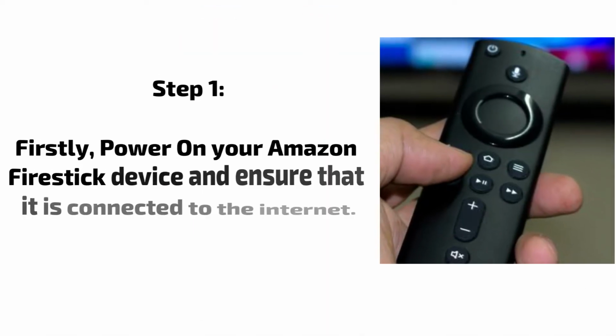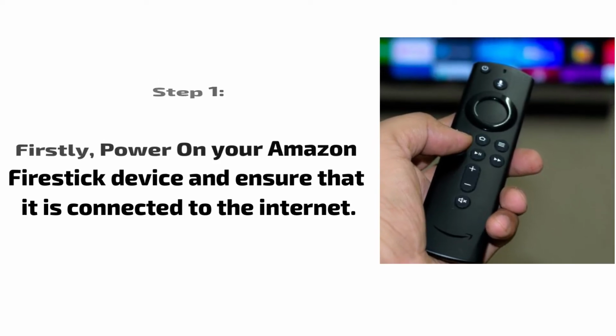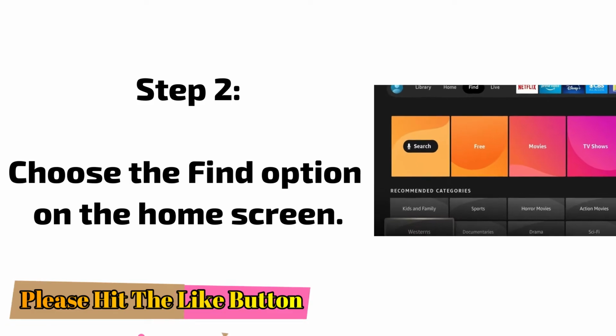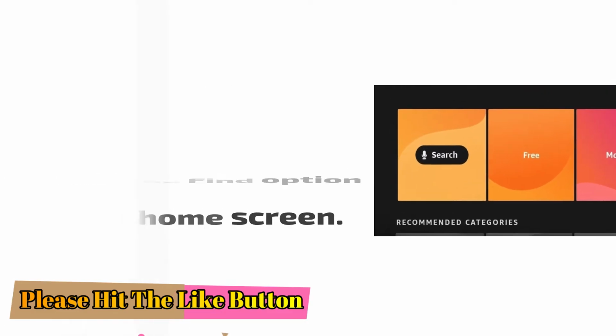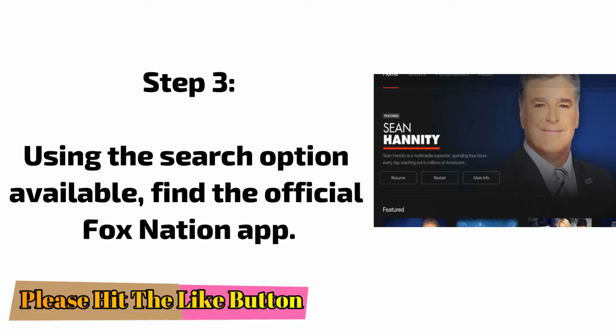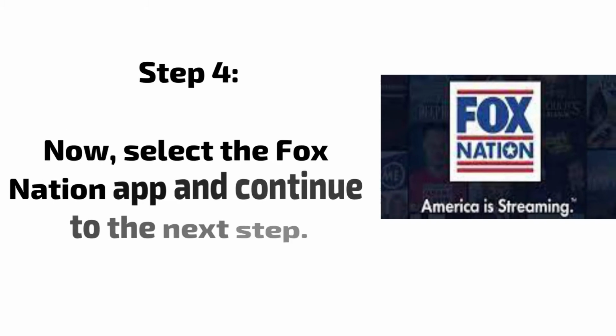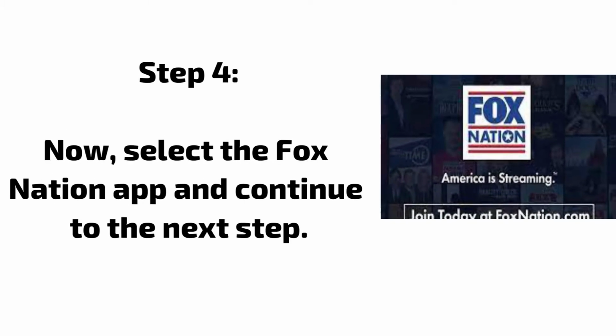Step 1. Firstly, power on your Amazon Firestick device and ensure that it is connected to the internet. Step 2. Choose the Find option on the home screen. Step 3. Using the search option available, find the official Fox Nation app. Step 4. Now, select the Fox Nation app and continue to the next step.